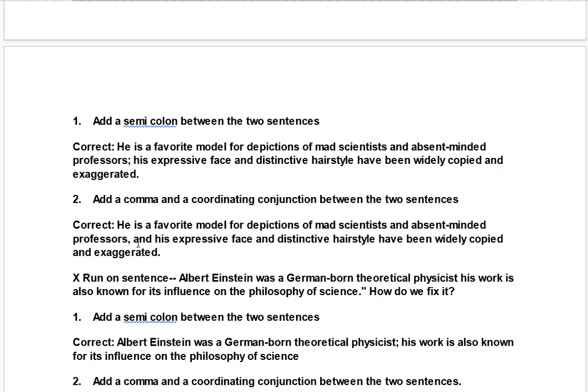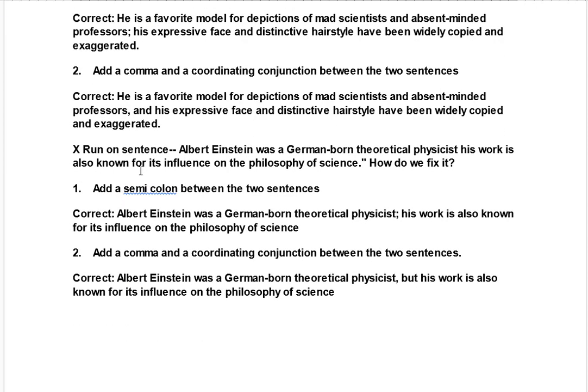Okay, and then here's another example of a run-on sentence. Albert Einstein was a German-born theoretical physicist. His work is also known for its influence on the philosophy of science. And so here you have two sentences with no period. So right here, you need a period, or a comma or a semicolon, or a comma and a coordinating conjunction. So that's where it's missing punctuation.